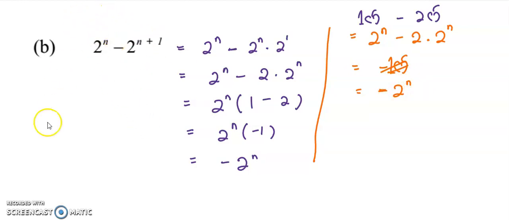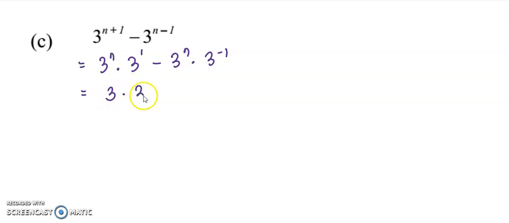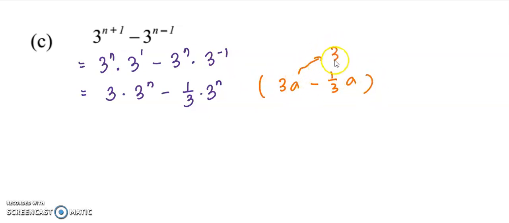Now we move to question C. For this question, we apply the same method as the question just now. I will first split the 3 power of n plus 1 into 3 power of n multiplied by 3 power of 1, which is 3, minus 3 power of n multiplied by 3 power of negative 1. If you write the coefficient, the 3, to the front, you will have 3 multiplied by 3 power of n minus, 3 power of negative 1 can be written as 1 over 3, 1 over 3 times 3 power of n. So now you can see this as 3a minus 1 over 3 a, where a is representing the 3 power of n.